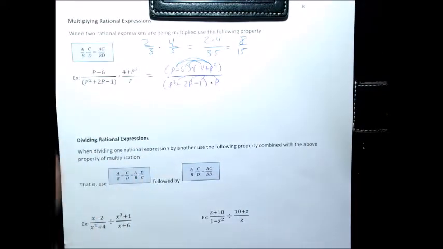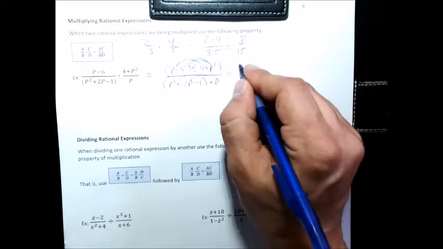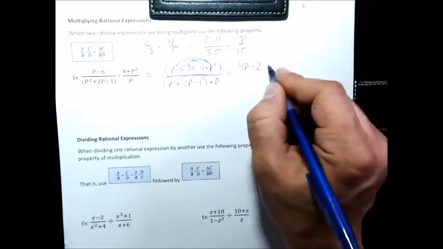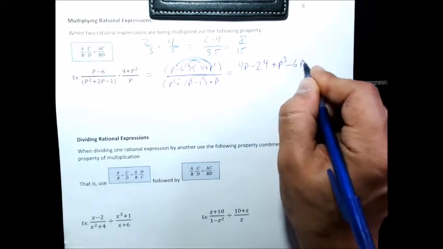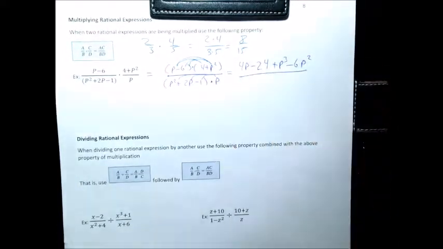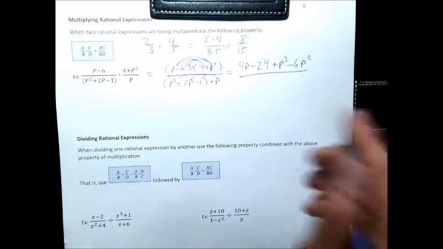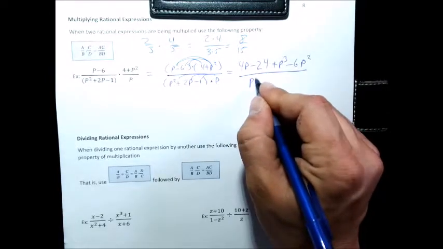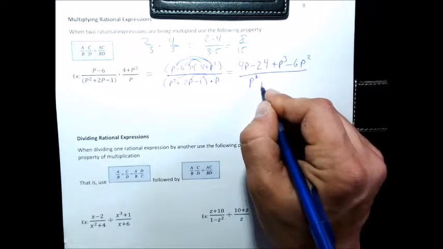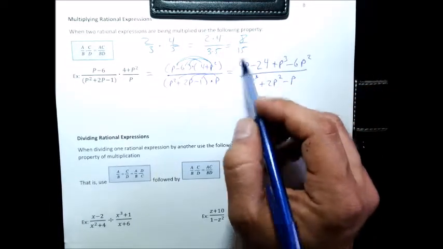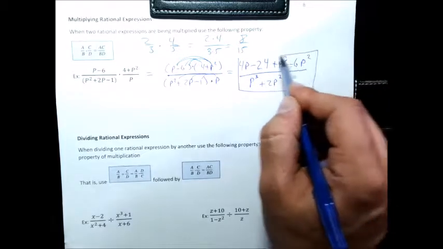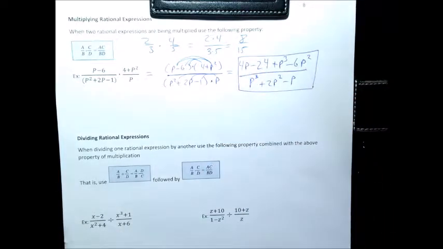And we get the following. We'll get 4p minus 24 plus p cubed minus 6p squared on the top. And then on the bottom we get p cubed plus 2p squared minus p. And that's all we got.